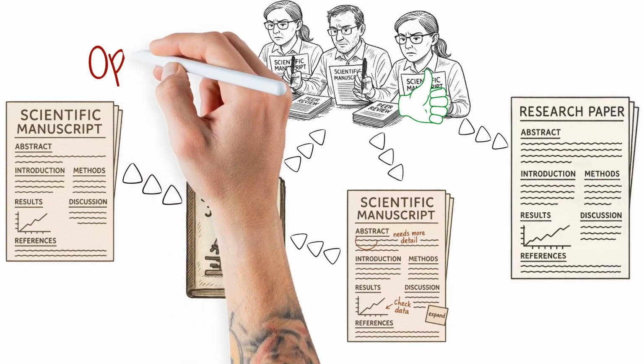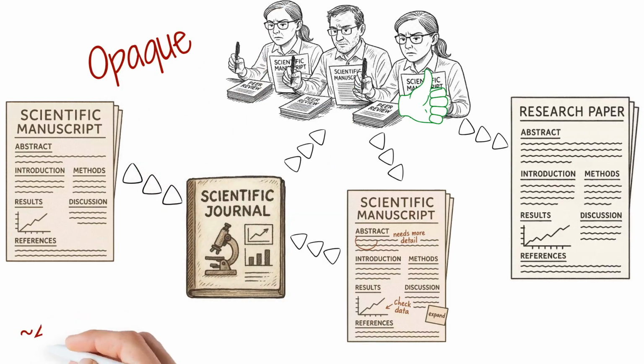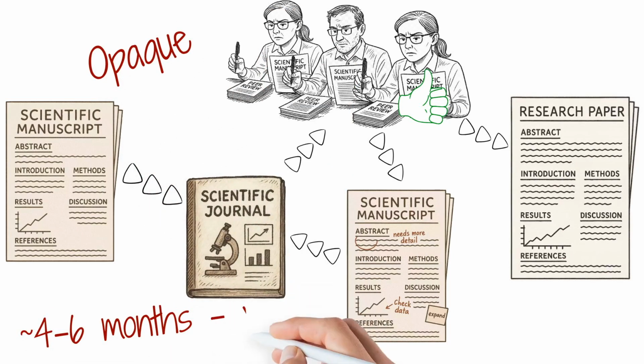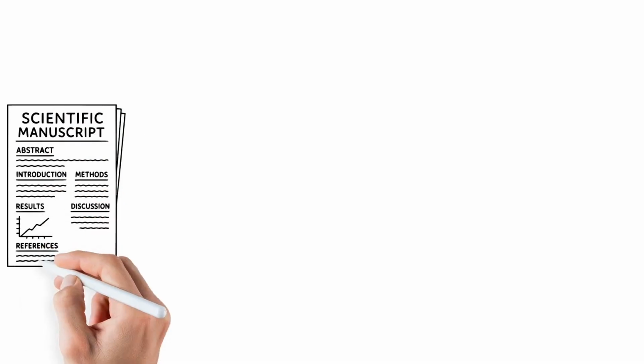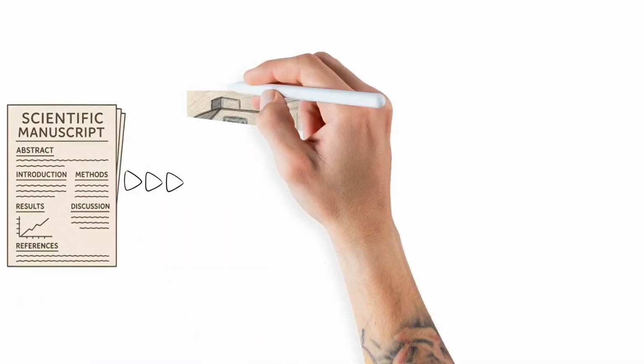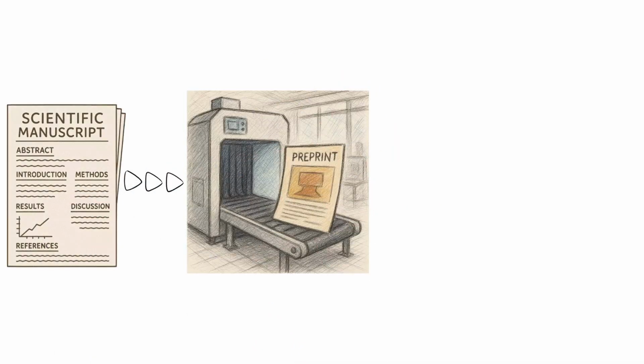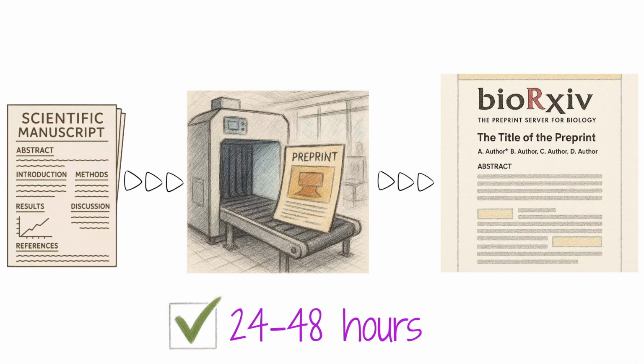This whole process occurs in an opaque manner and often takes between 4 to 6 months on average, but can take over a year before the work is made public. In contrast, a researcher can choose to submit their manuscript to a preprint server. The server will screen the preprint to prevent pseudoscience and any deeply problematic studies from appearing online. This usually takes 24 to 48 hours. Once approved, the preprint is available online, fully accessible to all.